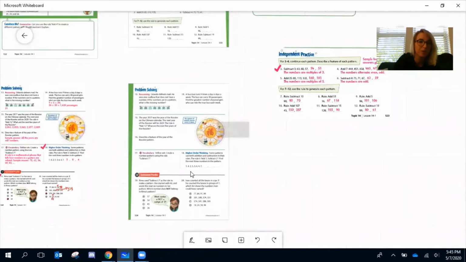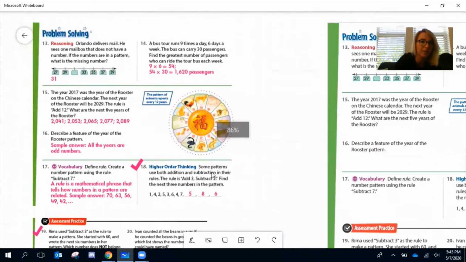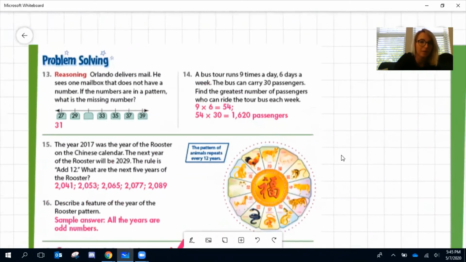So at this point, you should have completed numbers 13 through 20. And we're going to go over those answers together. So first, we're going to look at number 13.